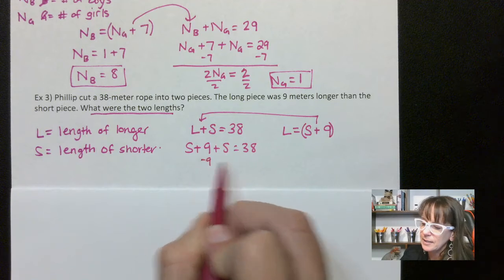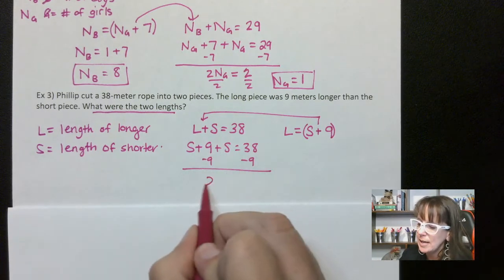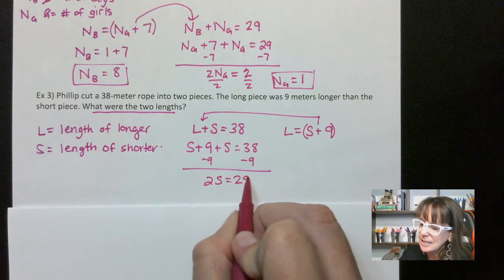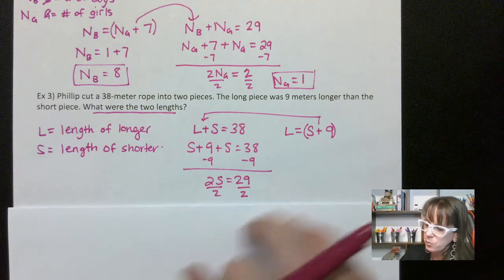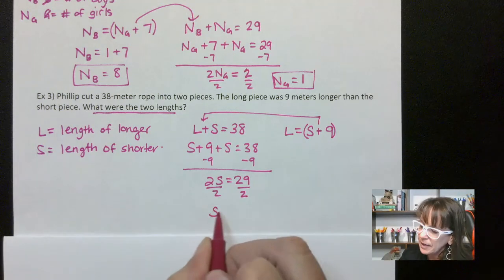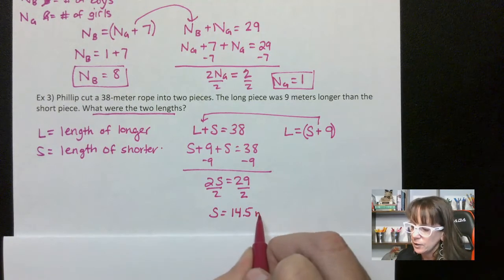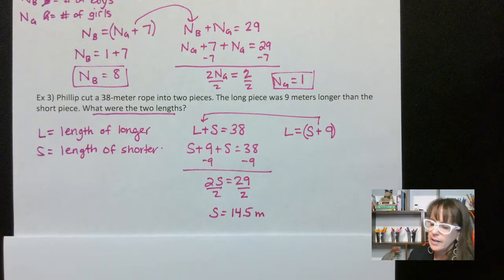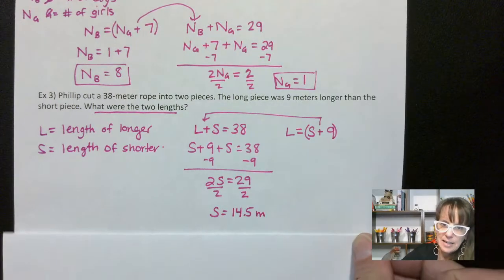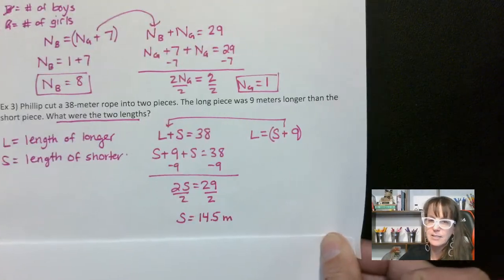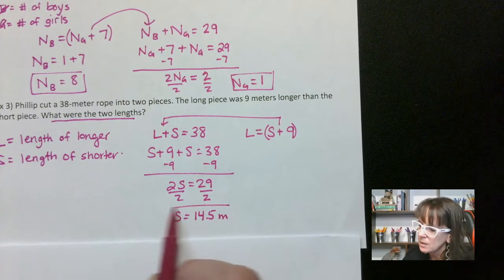Let's subtract 9 from both sides. At the same time, let's add those S's together to get 2S equals 29. Divide by 2, divide by 2, and that gives us 14.5. The shorter piece was 14.5 meters, so let's make sure we put our unit on there. Generally, when you're talking about cutting things in Saxon, you can get decimals and fractions, so don't be alarmed that it's not a perfect whole number.